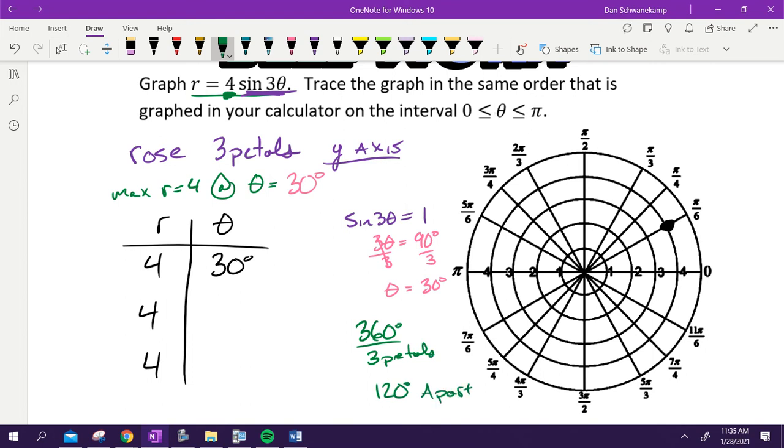Wonderful. So if that one's at 30, when's my next one going to happen? 150. We add 120, get 150. Boop, right there. And then my last one is going to be at 270. We just add 120 again. We're down here at 270. We're also going to touch the middle.